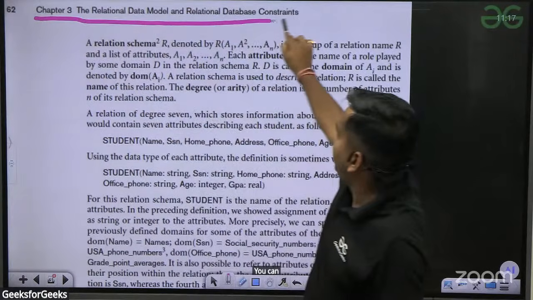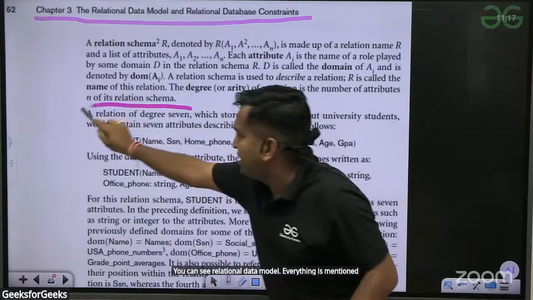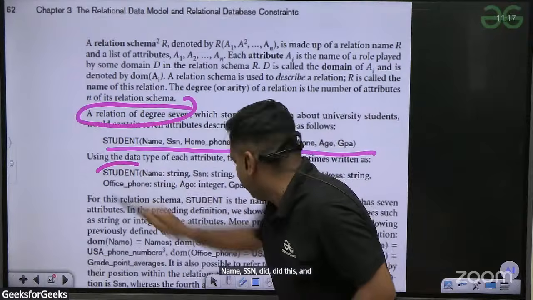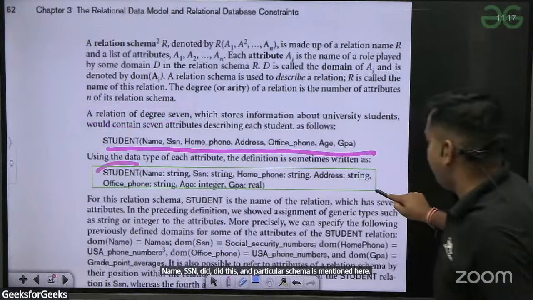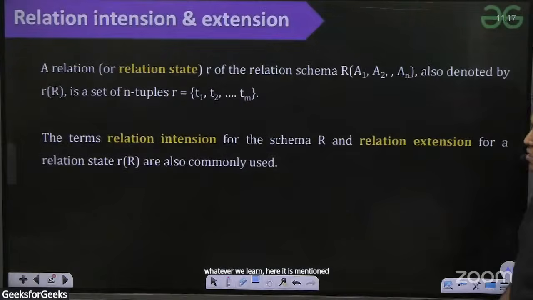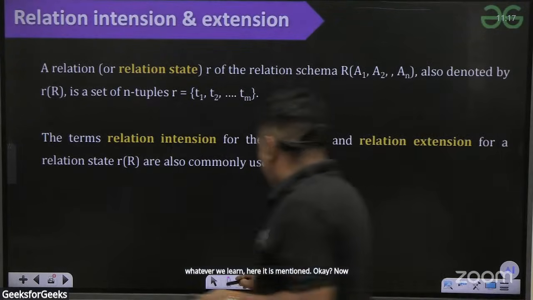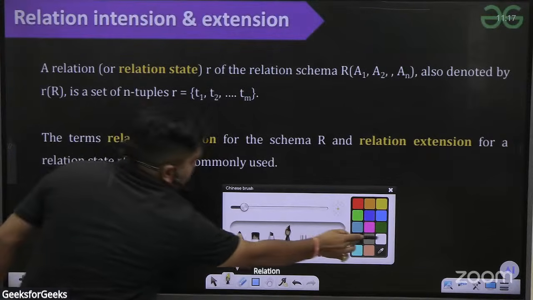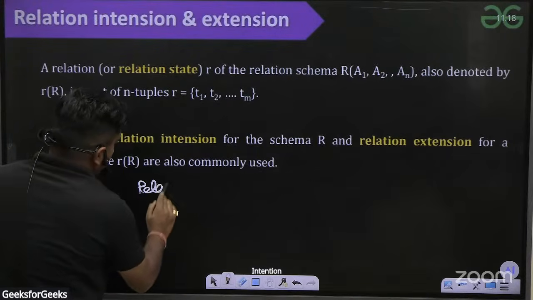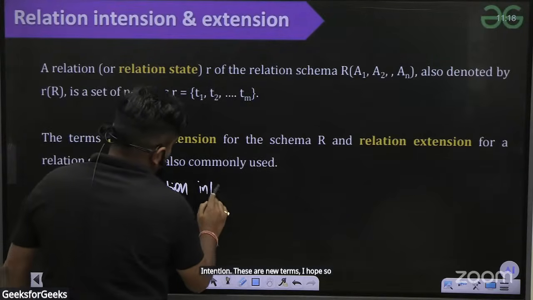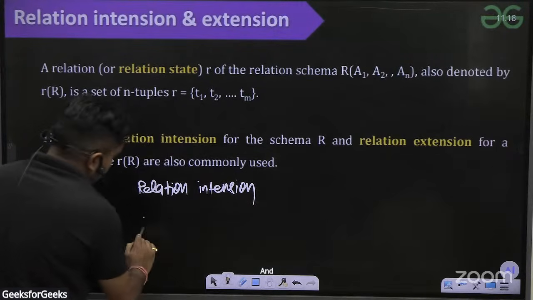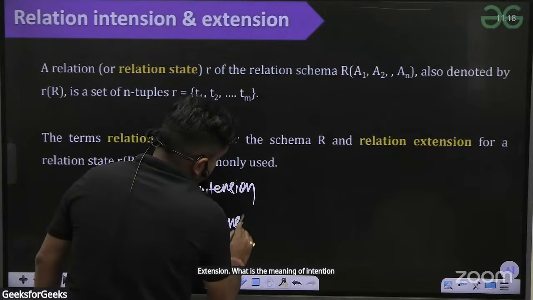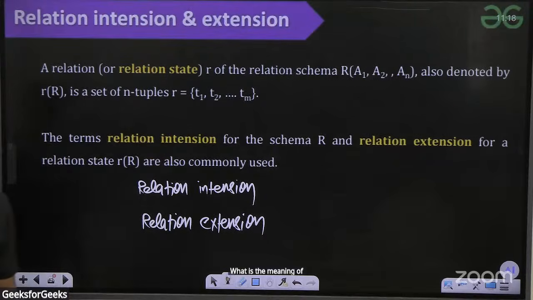You can see the relational data model. Everything is mentioned. The degree of the relation is 7. Name, SSN, and so on, and the particular schema is mentioned here. Whatever we learn, it is mentioned here. Okay. Now, for relation, there are a few terms. First, intention, and second, extension. These are new terms. I hope you listen, or not, I don't know. What is the meaning of intention?